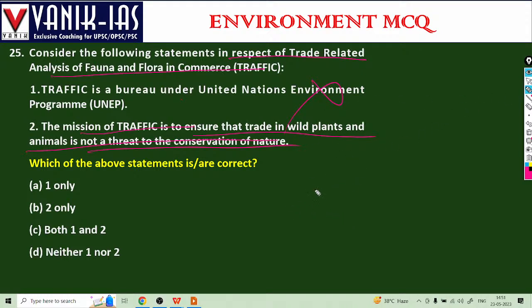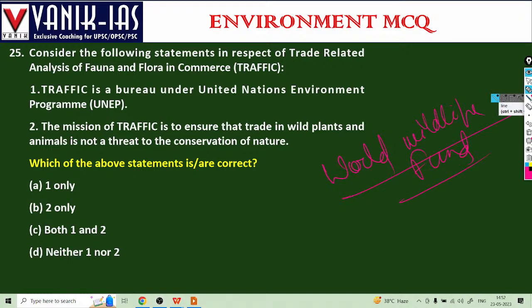The first statement is wrong. TRAFFIC is an initiative of IUCN and WWF. The mission of TRAFFIC is to ensure that trade in wild plants and animals is not a threat to conservation of nature. The second statement is right. It essentially stops the trade of wildlife and plants. IUCN and WWF, World Wide Fund for Nature, right? That is the World Wildlife Fund. And IUCN, they have established TRAFFIC.